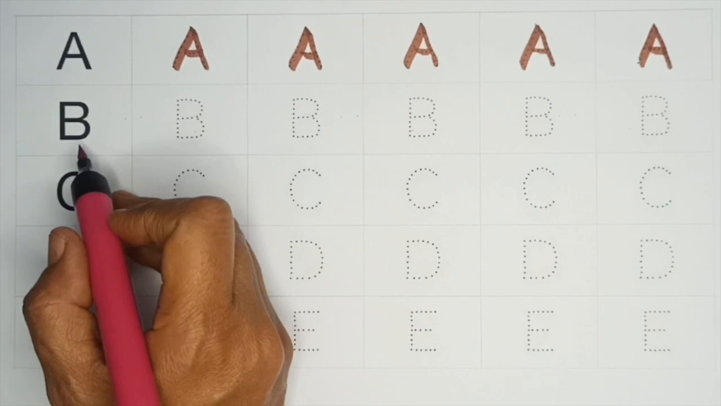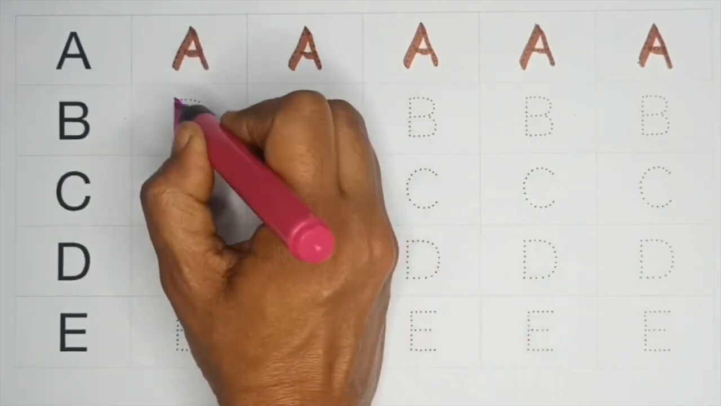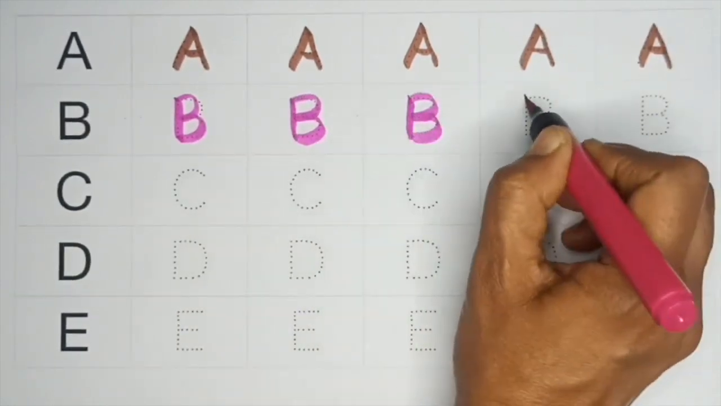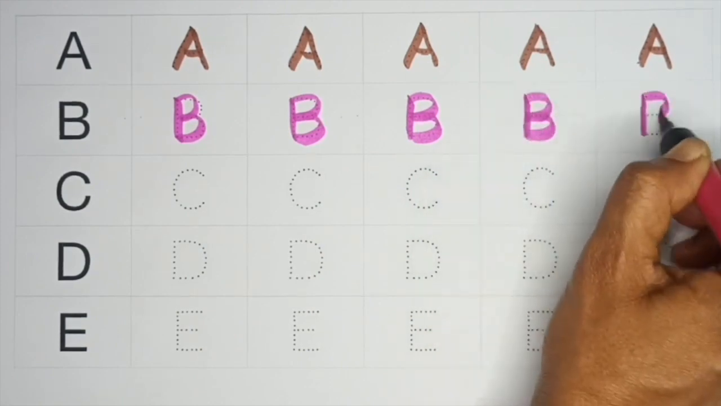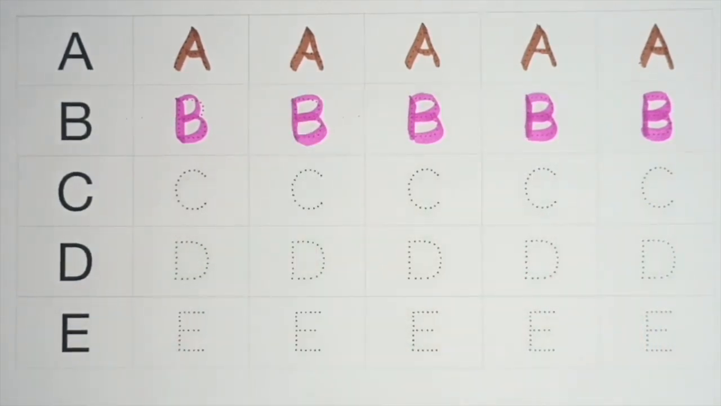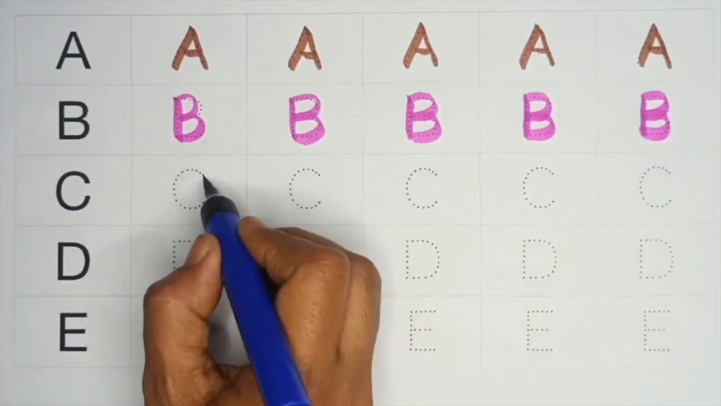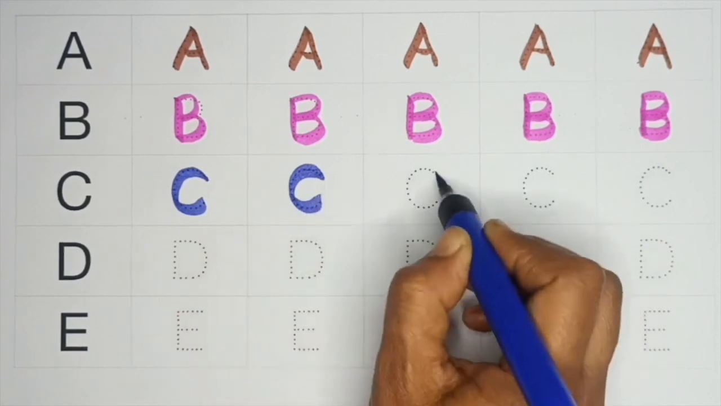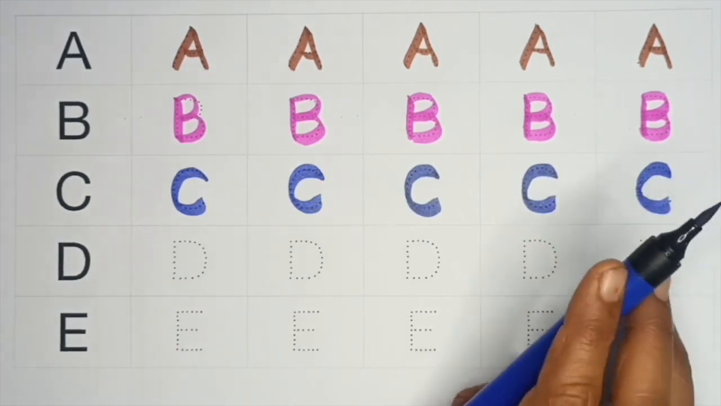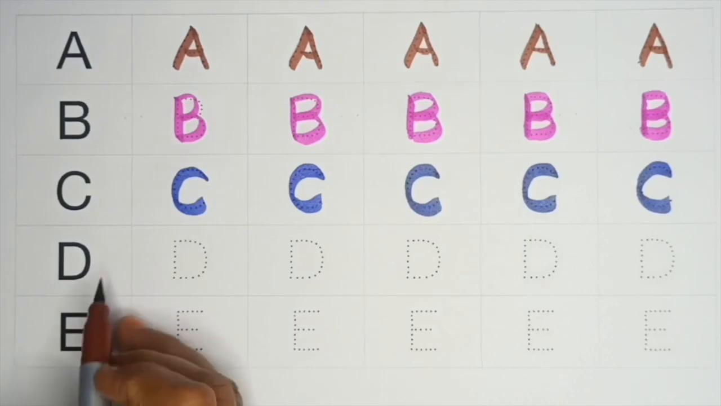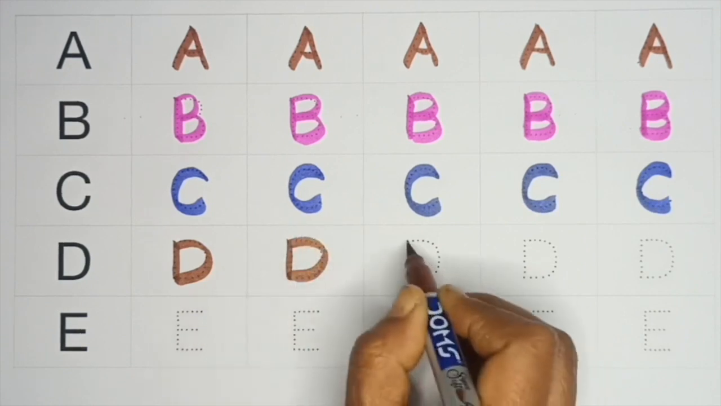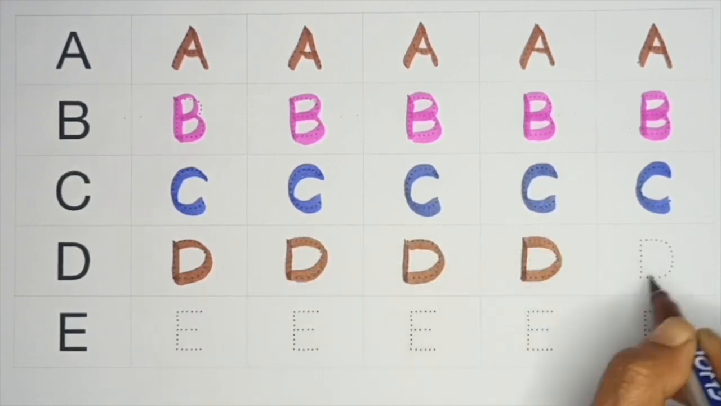B. B for ball. Purple color. B. C. C for cat. C. Blue color. D. D for dog. D.